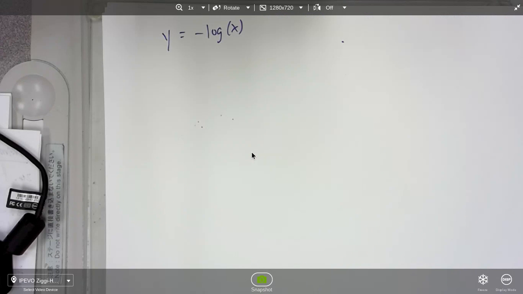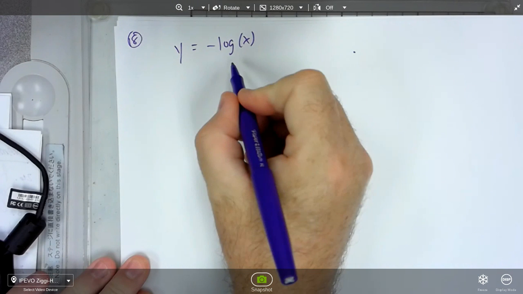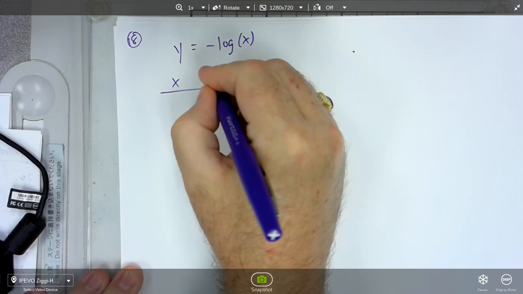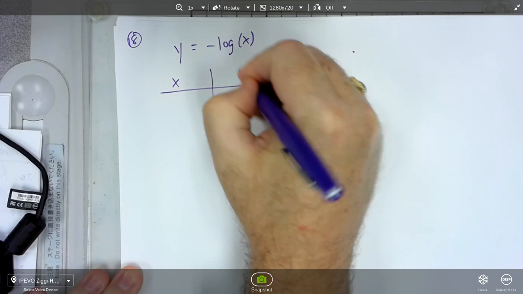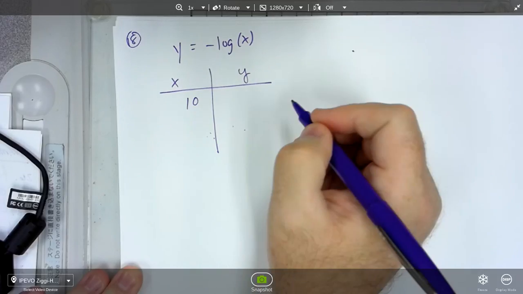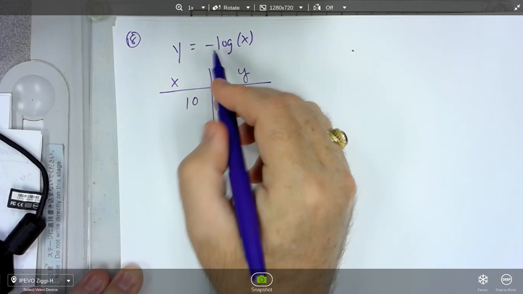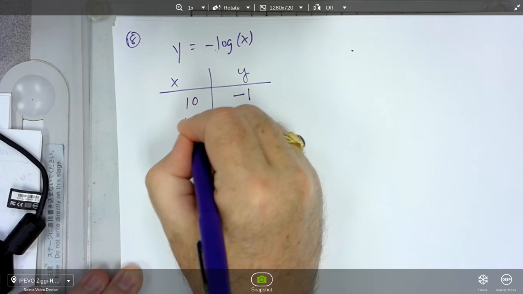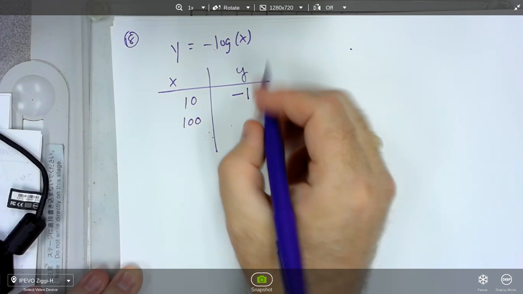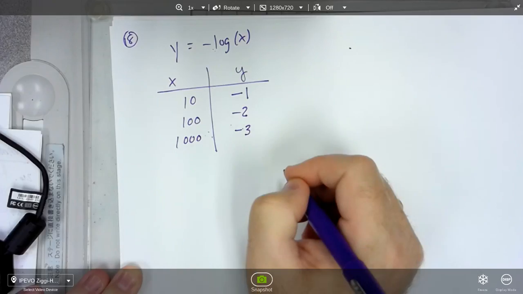So if we look at this list, and this is problem 18, you have y equals negative log of x, and we're going to do some x values and some y values. So if I do x equal to 10, my y is equal to what? A negative 1, right? Because that negative out front. If I have x equal to 100, then my y is equal to a negative 2. If it's 1,000, y equals a negative 3.